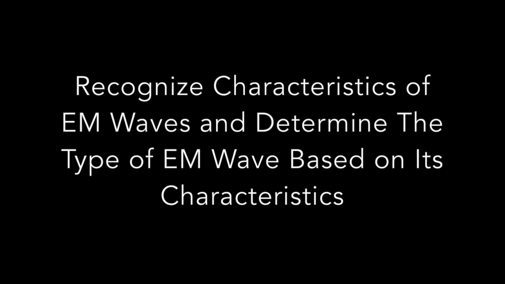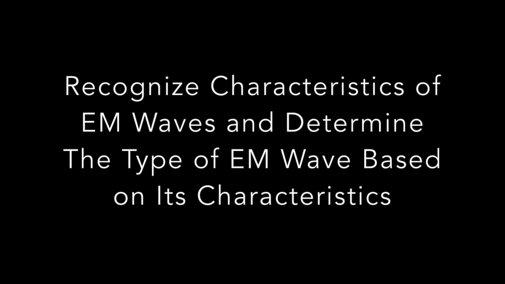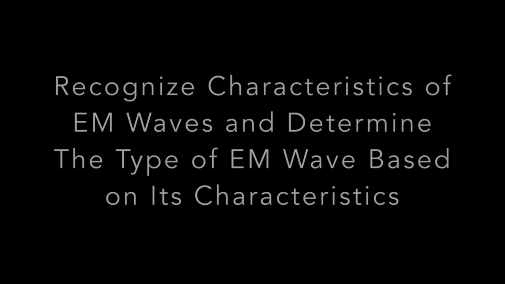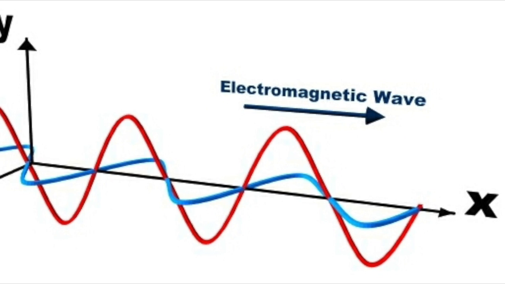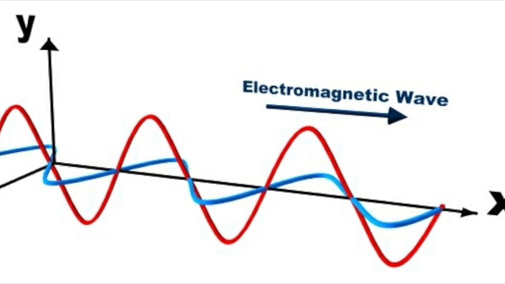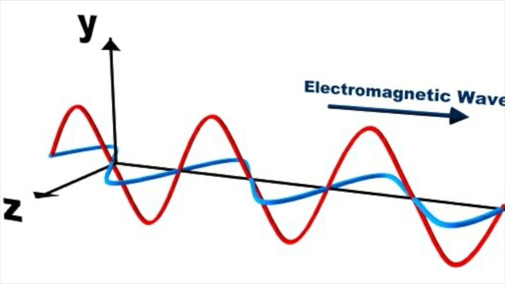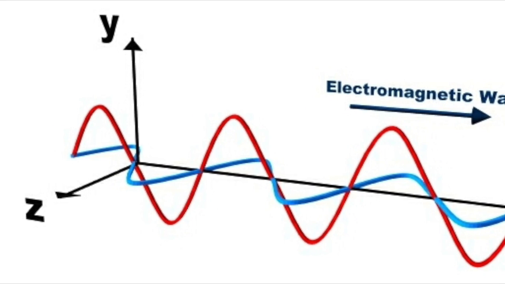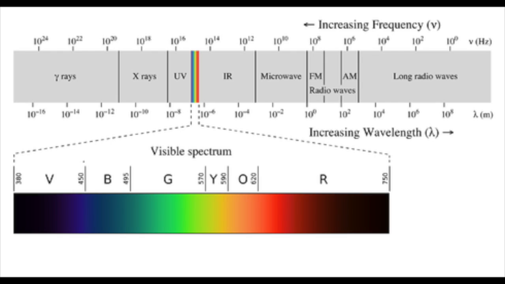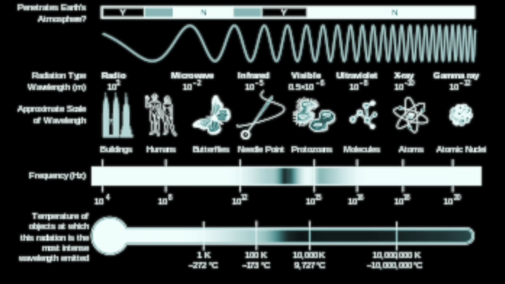Recognize characteristics of EM waves and determine the type of EM wave based on its characteristics. First and foremost, the definition of EM waves, or electromagnetic waves. Electromagnetic waves consist of oscillating electrical and magnetic fields acting perpendicular to each other. Different ranges of electromagnetic waves can be classified according to their characteristics and how they interact with matter. The electromagnetic spectrum consists of a range of wavelengths from the very long to the very short.